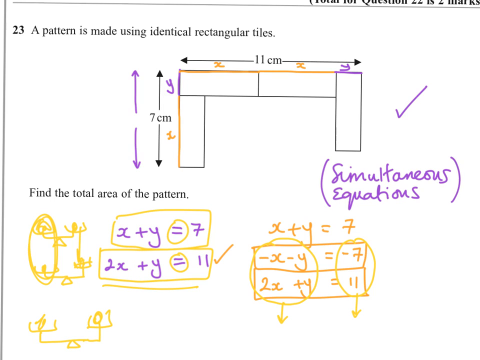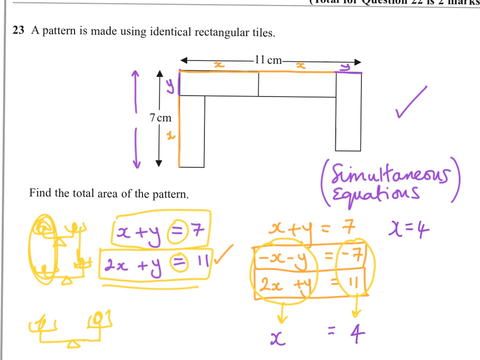So let's have a look what we've got. We've got minus x and 2x, which will just give you x here. Minus y, add y, will cancel to give 0. Equals here. And then -7 and 11, or 11 and -7, either way, the answer will be 4. So x will be 4.